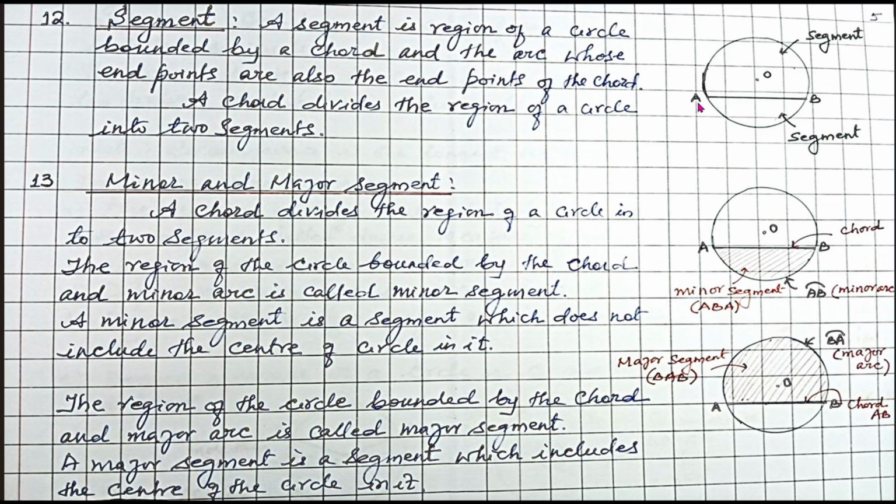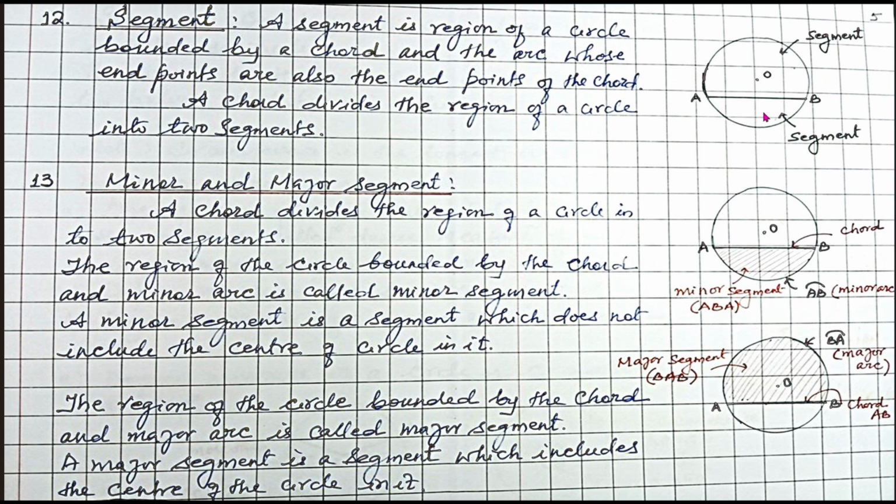Now the segment is the region. This is the region here, this region. So it divides into two segments here, these two segments here. One segment is ABA, the other segment is BAB, and that is what is called a segment. Therefore we define a segment as the region of a circle bounded by a chord and a minor arc or a major arc, and it divides the circle into two segments.